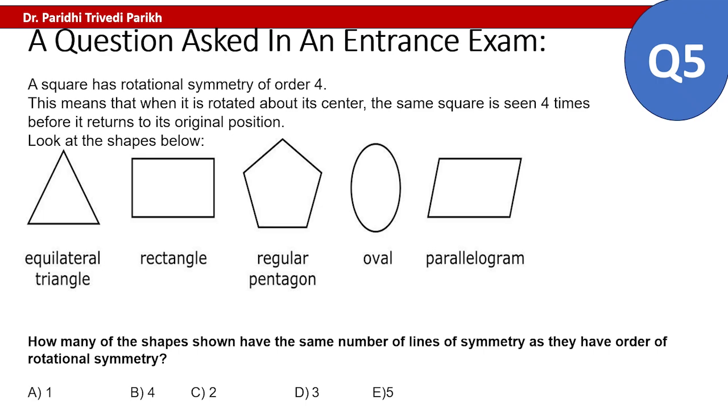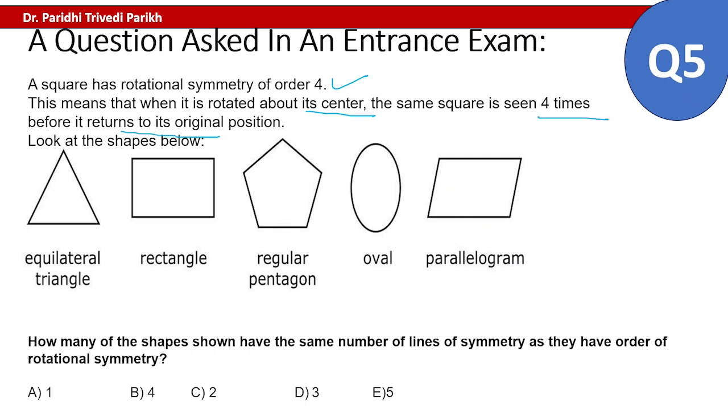A square has rotational symmetry of order 4, which we can understand. This means when it is rotated about its center, the same square is seen 4 times before it returns to its original position. That's right. So now look at the shapes given below.